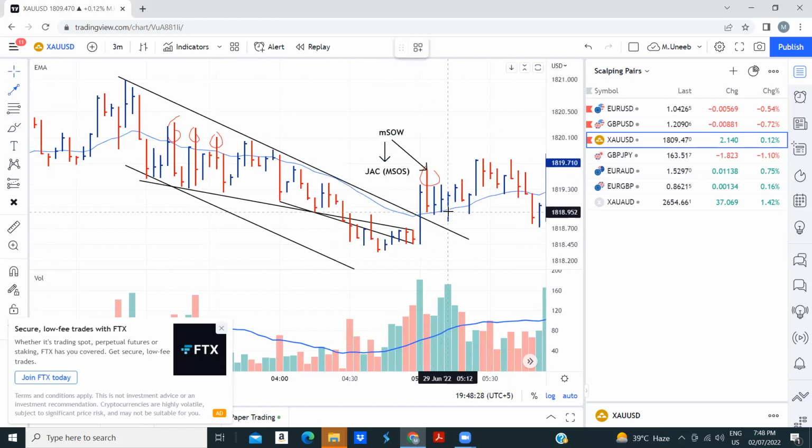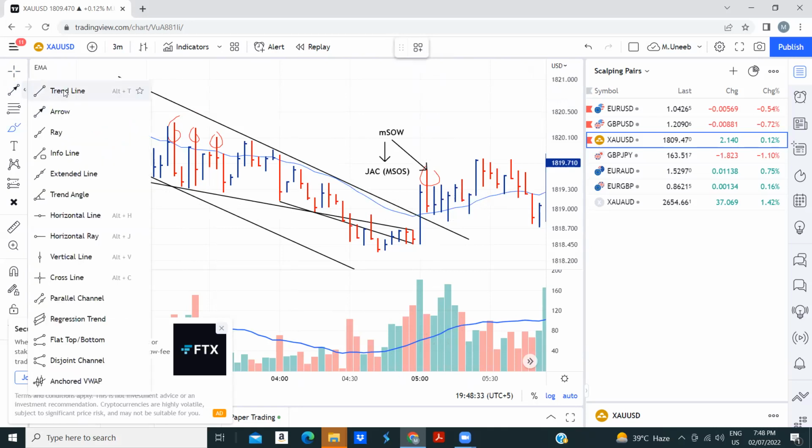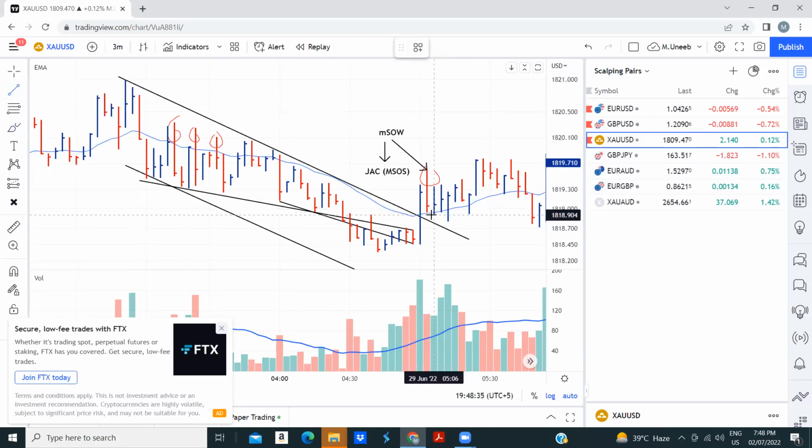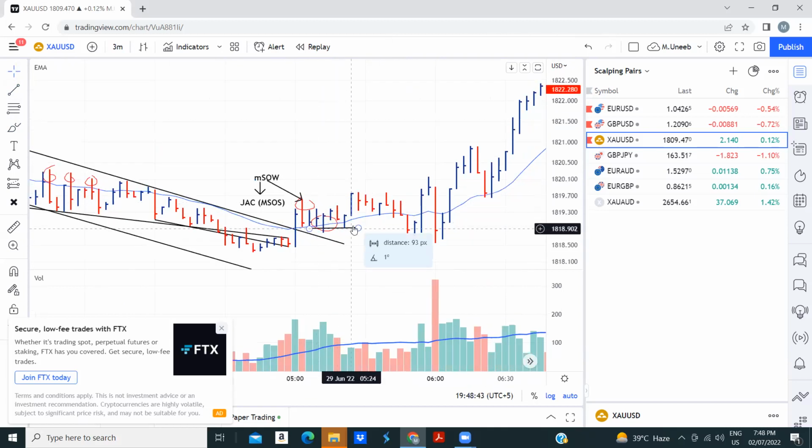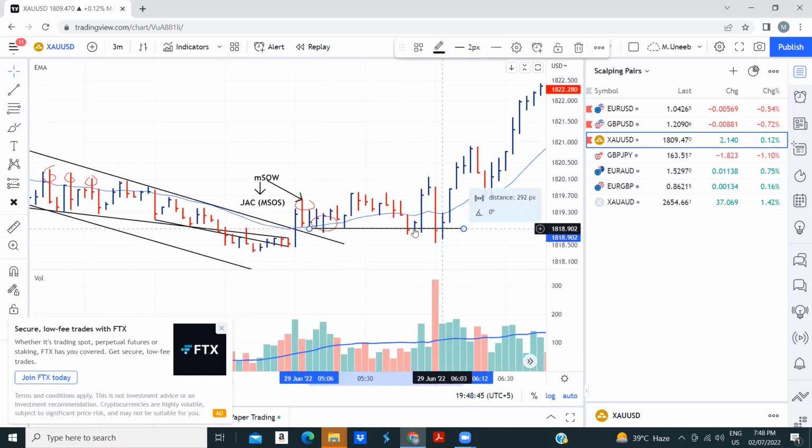How about this one? What do you see here? After this testing here, we can draw what? A small line over here, small support. So what is this? Can you tell me? Hidden spring, right? Again, hidden spring, again, hidden spring. Got it?